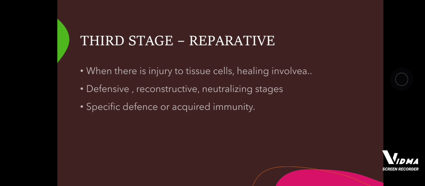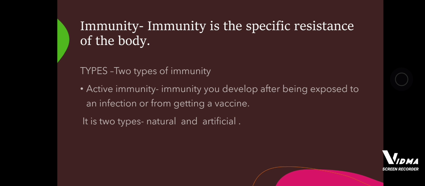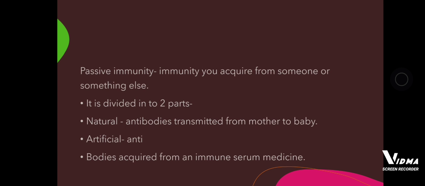What is immunity? Now we will see. Immunity is a specific resistance of the body. Immunity is to fight the microorganism. There is one immune system in our body. That immunity is the specific resistance of the body. Okay. On the immunity, there are two types: active immunity and passive immunity.